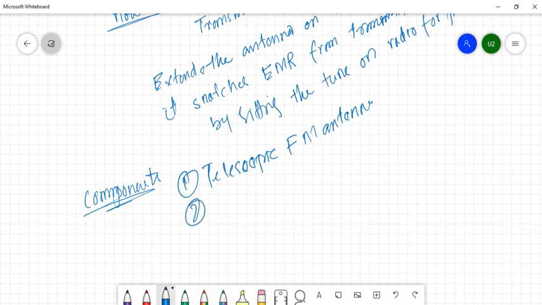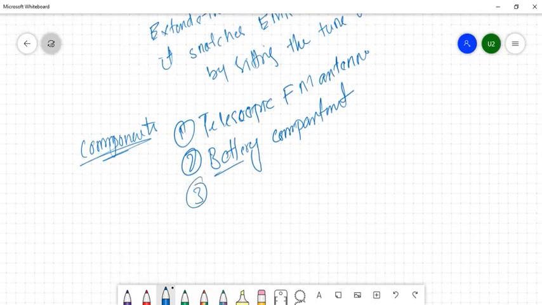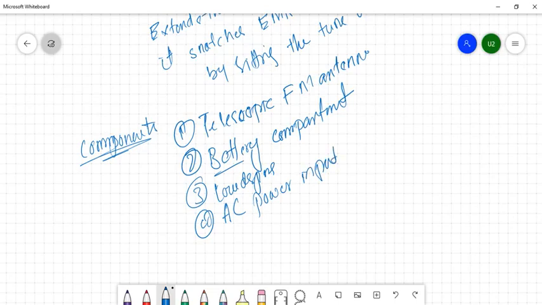Number second, another component is the battery compartment. This is the area from where you get power for the radio set. Number third, we have the loudspeaker, which is known to you. And number four, AC power input. It is a cable that plugs into a main electricity supply socket to run the device or gadget.